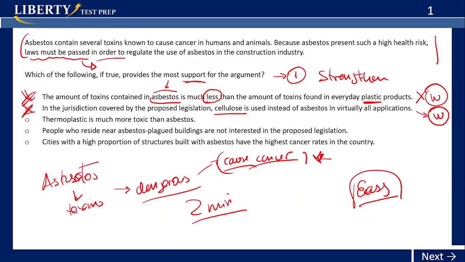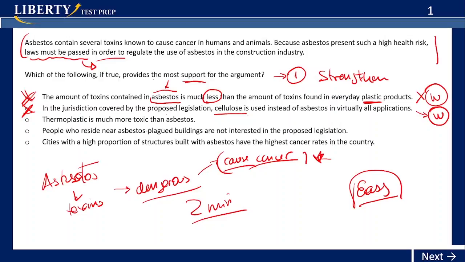So that kind of tells you that laws might not be needed. Why? Because at the end of the day, even though asbestos is very dangerous, you almost don't get any asbestos in the city because people use other products or substitutes. So that would leave the law without too much of a purpose. That would defeat the purpose. So that's not good enough.